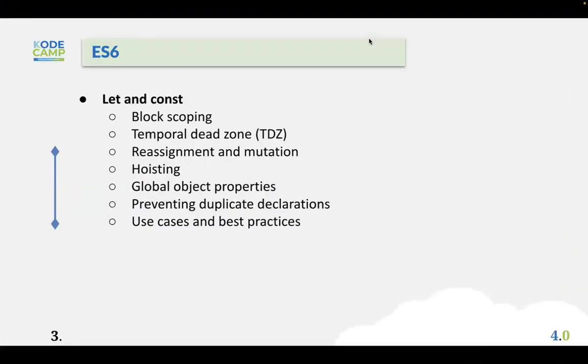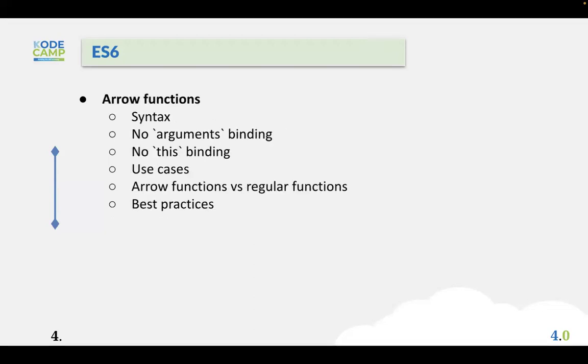Okay, so now we've explored let and const, and we've seen how we can use them in block scoping, avoid the TDZ, temporal dead zone, reassignment and mutation, hoisting, global object properties, preventing duplicate declarations, and use cases and best practices. So moving on, we have arrow functions. Wow, it's getting interesting. So what actually are arrow functions? We've been using them, but there are things in arrow functions we really don't know. So we first of all start with the basic syntax of arrow functions.